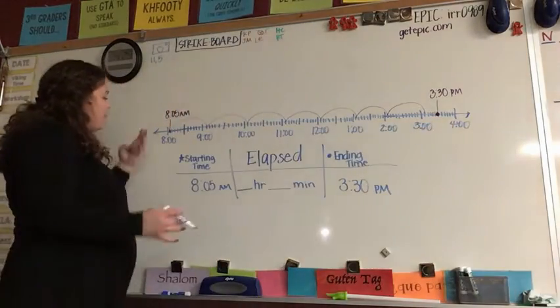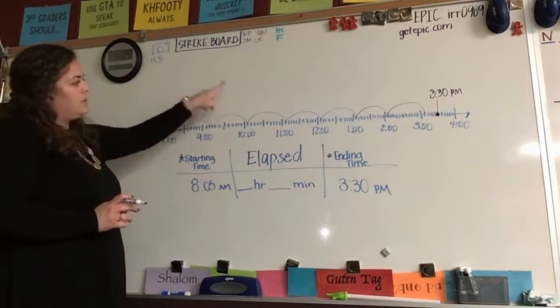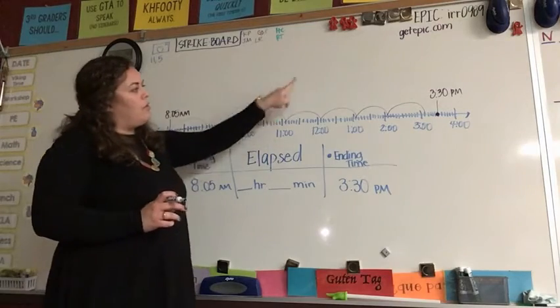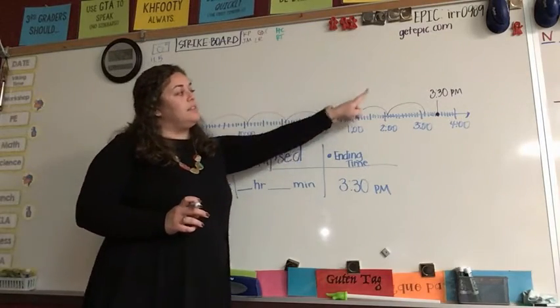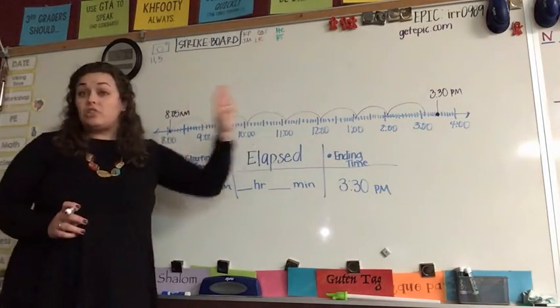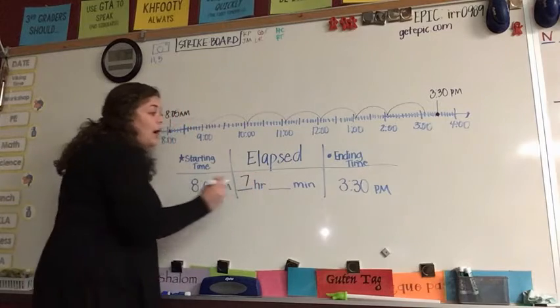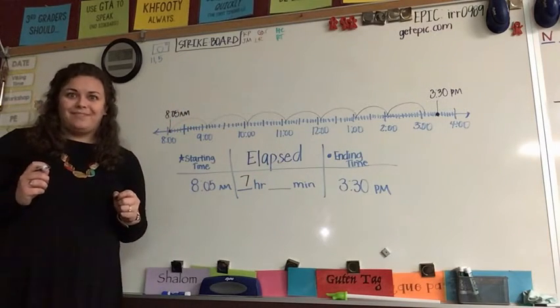And so I would count how many hours have I passed, and we'll count these humps. Ready? 1, 2, 3, 4, 5, 6, 7. And so for my time that passed in between my start and my end, we know that we've gone 7 hours in that time, right?